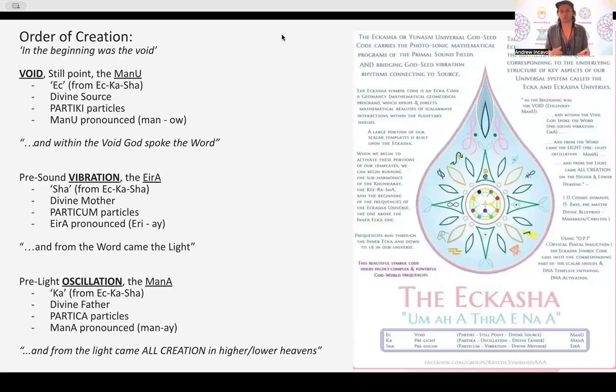All right, and then let's move on to the third unit of creation here. So in the beginning, there was the void, the Man-Au, and then within the void, God/source spoke the word, creating the Eir-A, which is the divine mother. And then from the word came the light. The pre-light oscillation field is known as the Man-A, M-A-N capital A, at the bottom of the screen here. And that's the Ka from Akasha. So it's known as the divine father or the divine masculine, and these are notated by partica particles. So we have partichi particles with the void ending in an I, and we have particum particles ending in an M from the divine feminine.